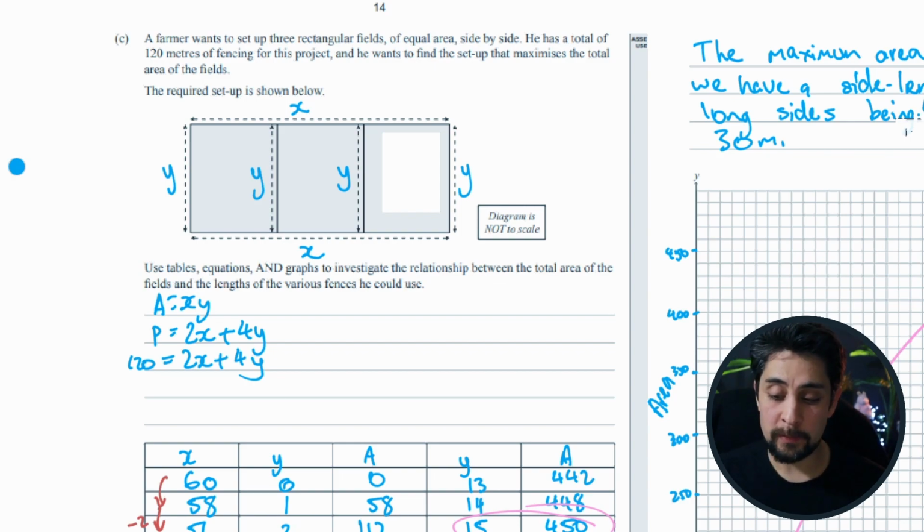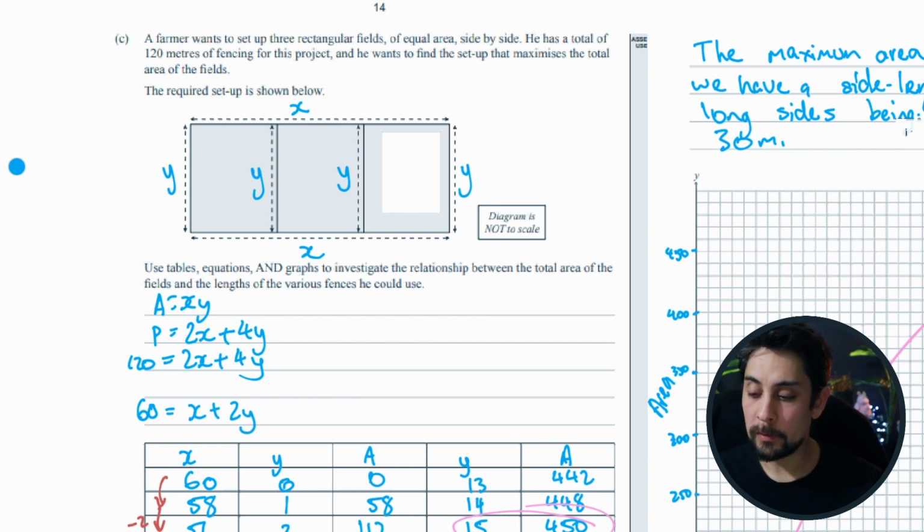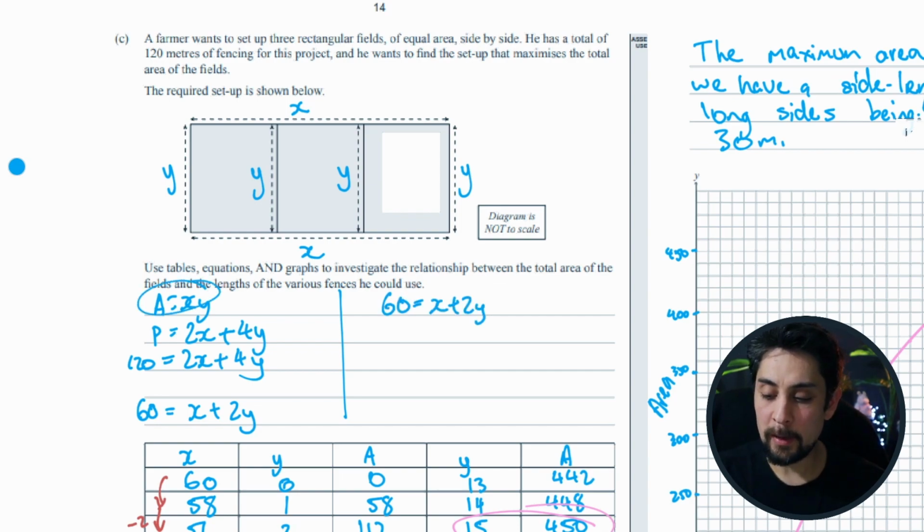Now there's a factor of 2 in here, so I'm just going to go ahead and divide everything by 2, giving us 60 on the left equals x plus 2y. So I'm just going to rewrite all of that over here. 60 equals x plus 2y. We already have area equals x times y.